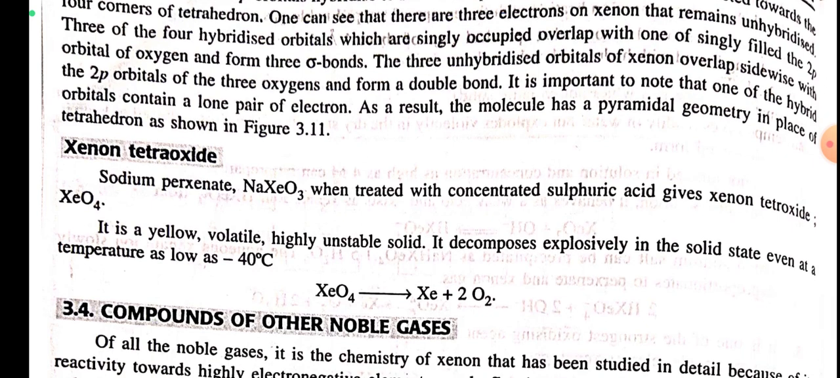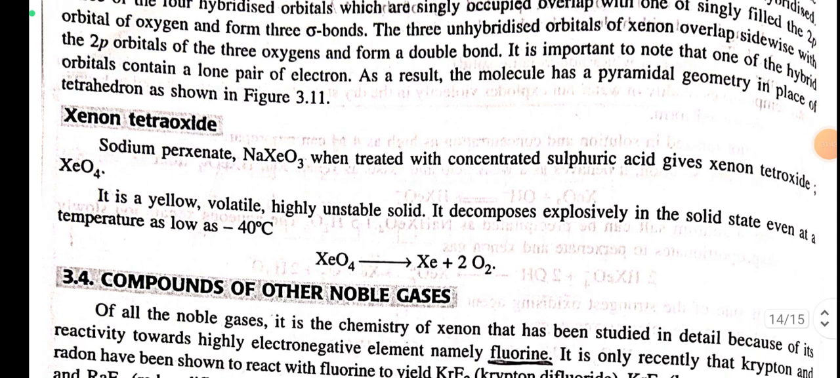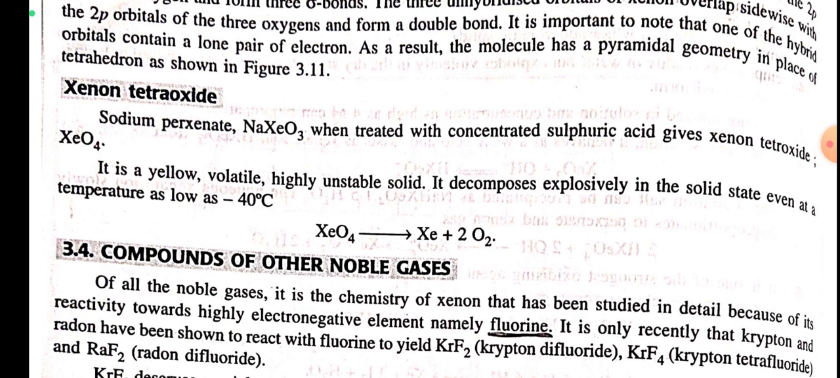Xenon tetraoxide. Sodium perxenate, when treated with concentrated sulfuric acid, gives xenon tetraoxide. It is a yellow, volatile, highly unstable solid. It decomposes explosively in the solid state, even at a temperature as low as -40 degrees Celsius.